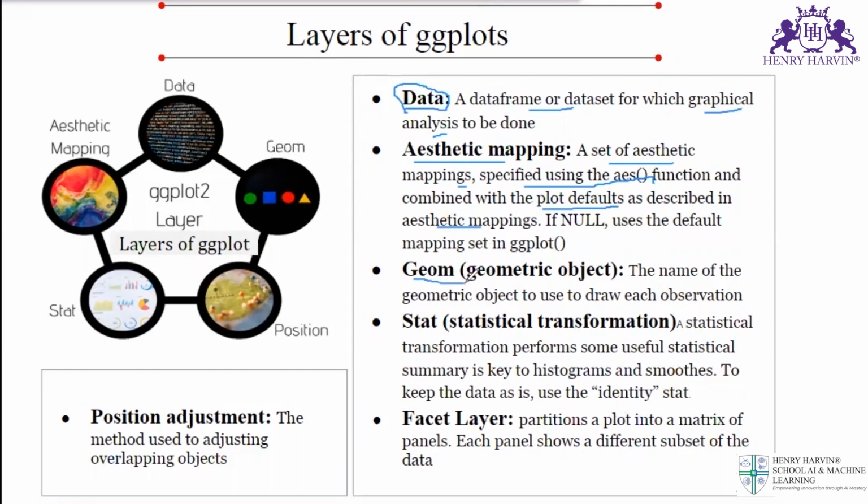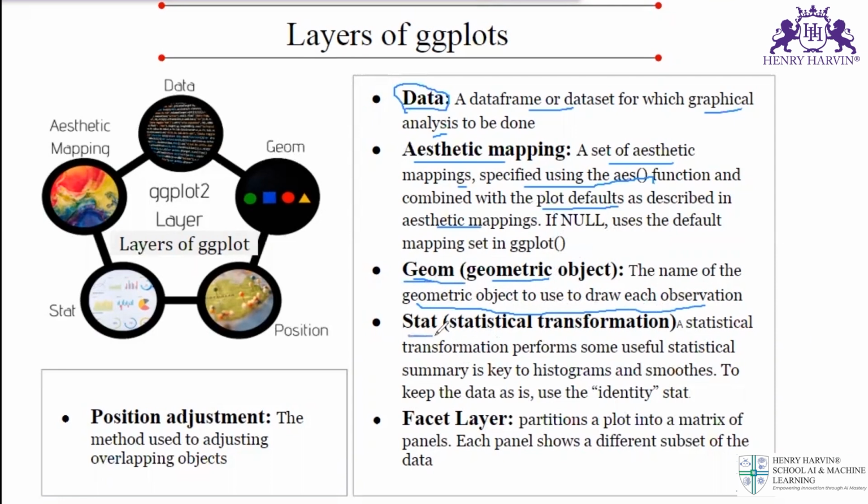Next is the geom layer, or the geometric layer of ggplot. It helps to identify what kind of graph we are creating, whether it will be a scatter plot, bar plot, heat map, or line graph. It can be any kind of graph that you want. So it comes under the geom layer.